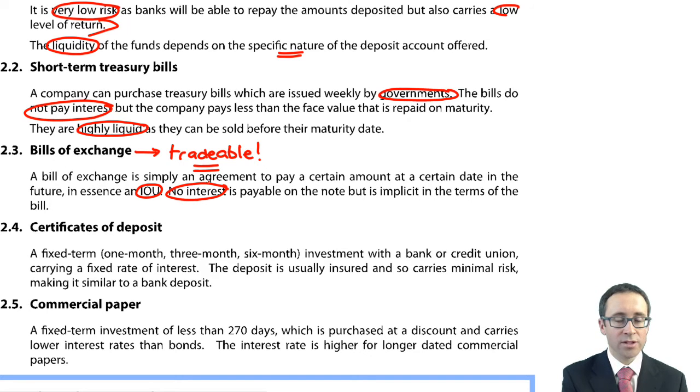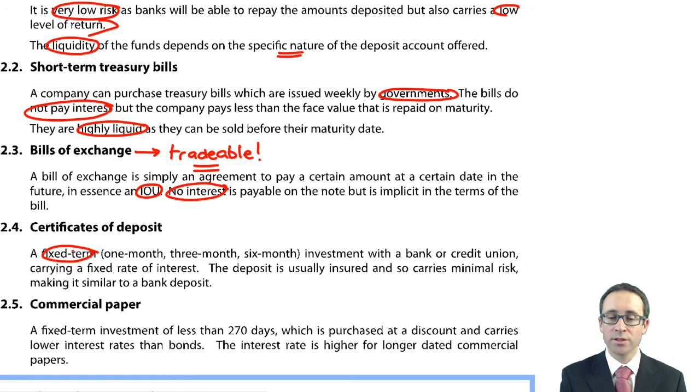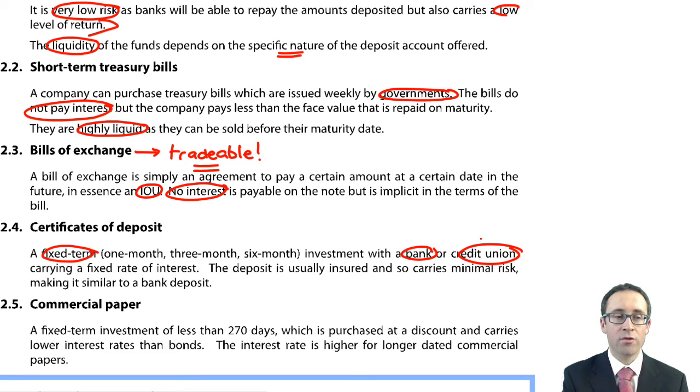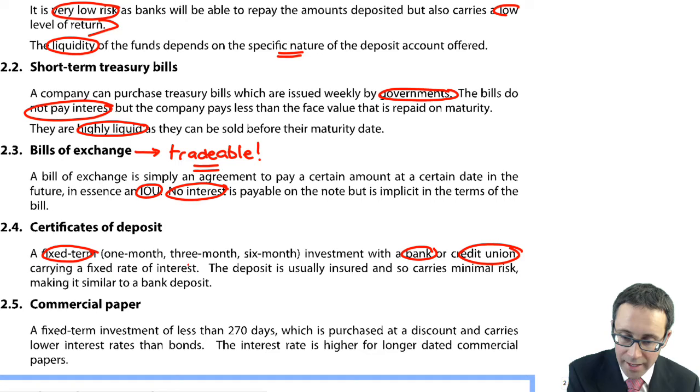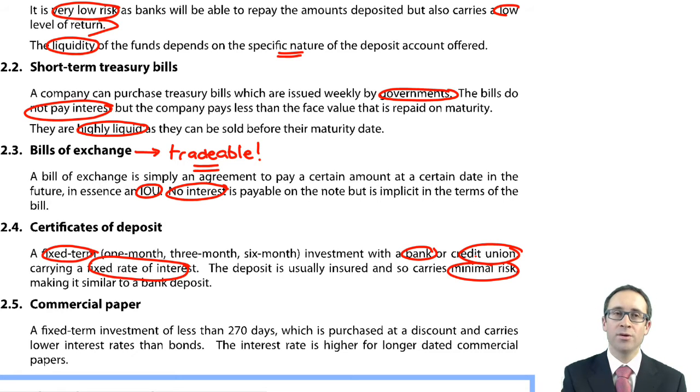Excellent. A certificate of deposit, something that's very much used in America. The key bit about your certificate of deposit is that it is a fixed term deposit that you make with either a bank or a credit union. And again, it carries a fixed rate of interest. It has minimal risk because the bank or the credit union will insure the amounts that you have deposited there. So it is very, very similar, if you like, to your deposits.